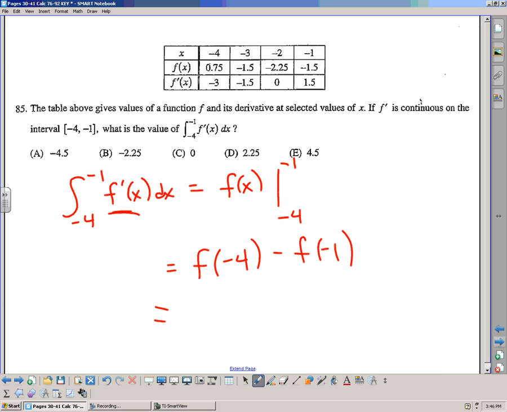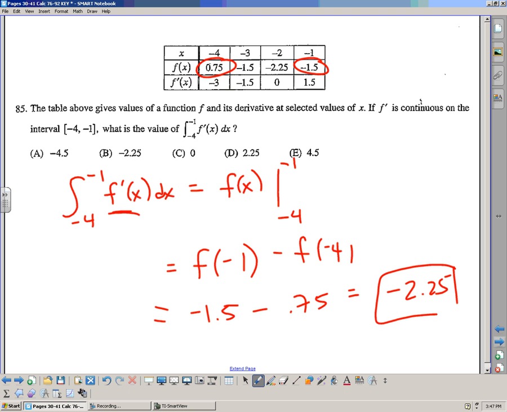I'm sorry, I'm doing this backward. F of -1 minus f of -4. I'm on my game right now. So f of -1 is -1.5 minus f of -4, which is 0.75. And I believe if I'm doing this right, that gives us -2.25. Choice B.